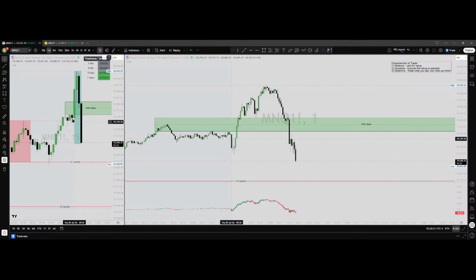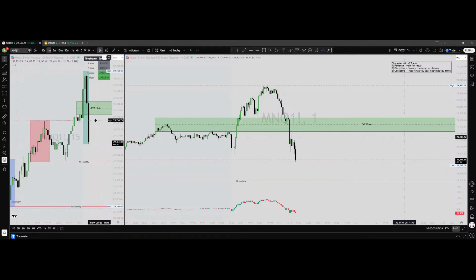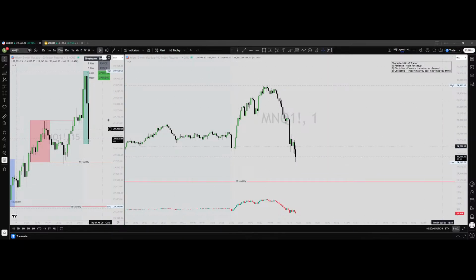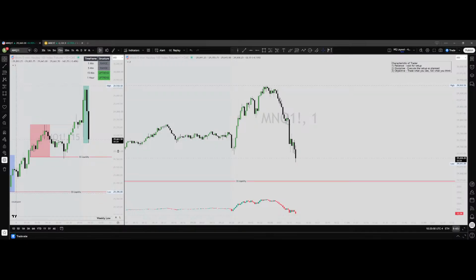Now watch what price did. Oh, almost like a liquidity sweep, a V-shape rejection. Not the correct liquidity sweep that I always look for. Hence, I'm still not changing my bias to downside.